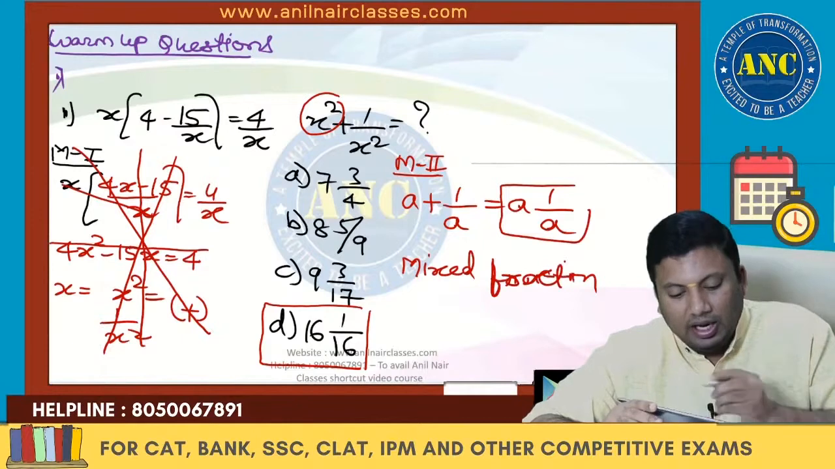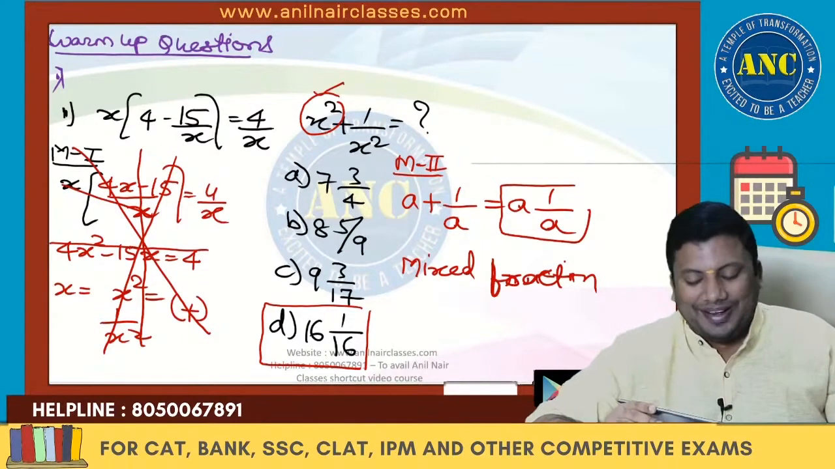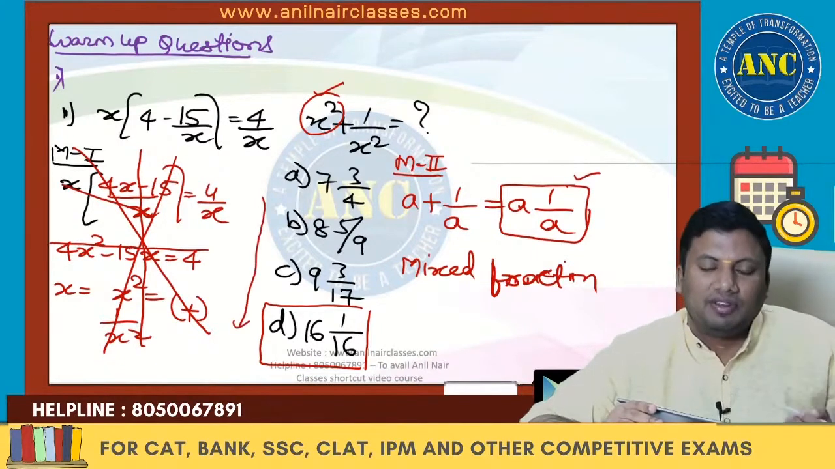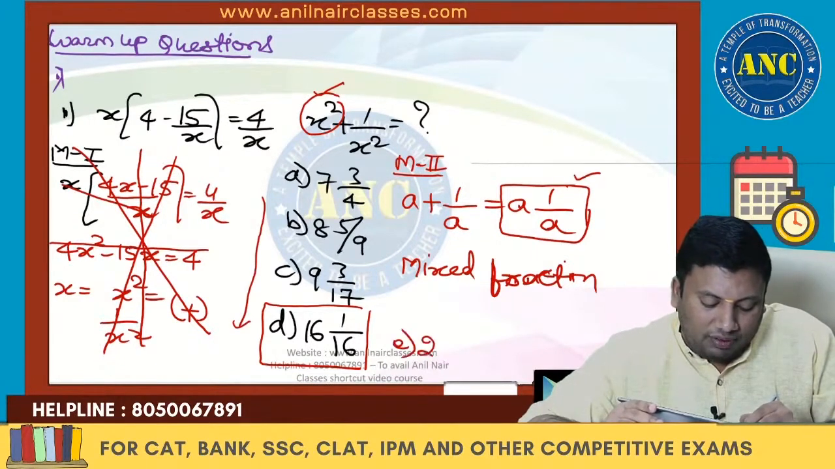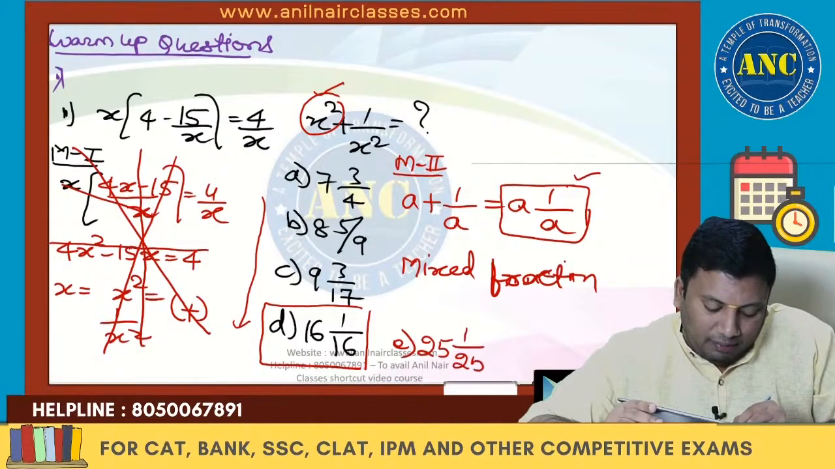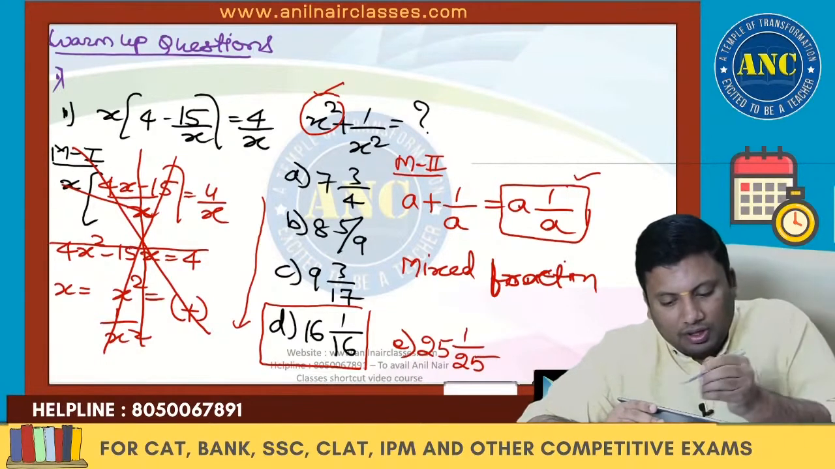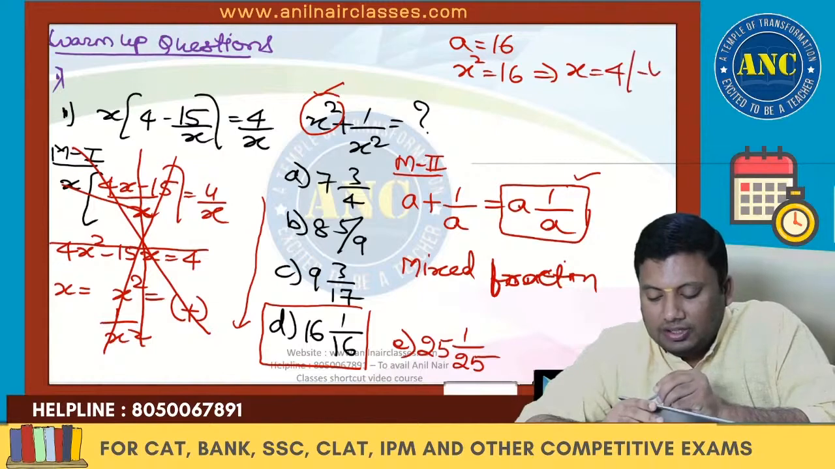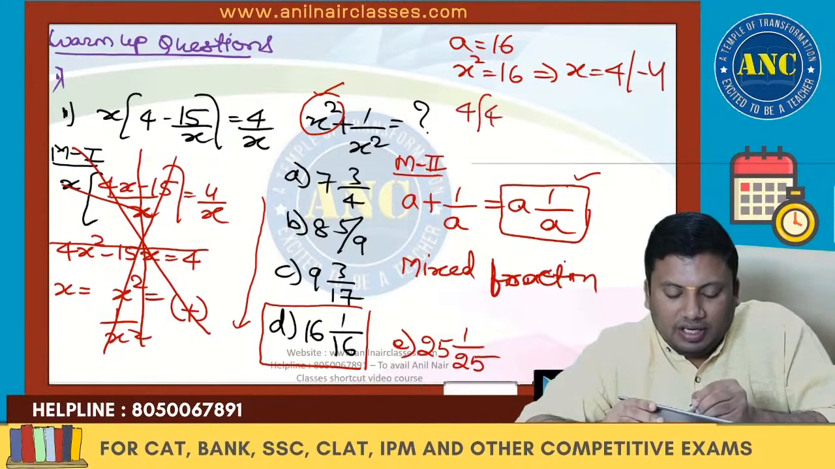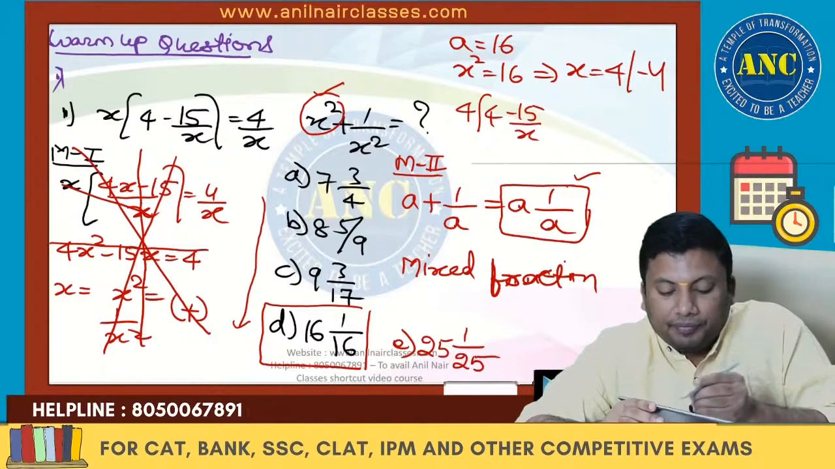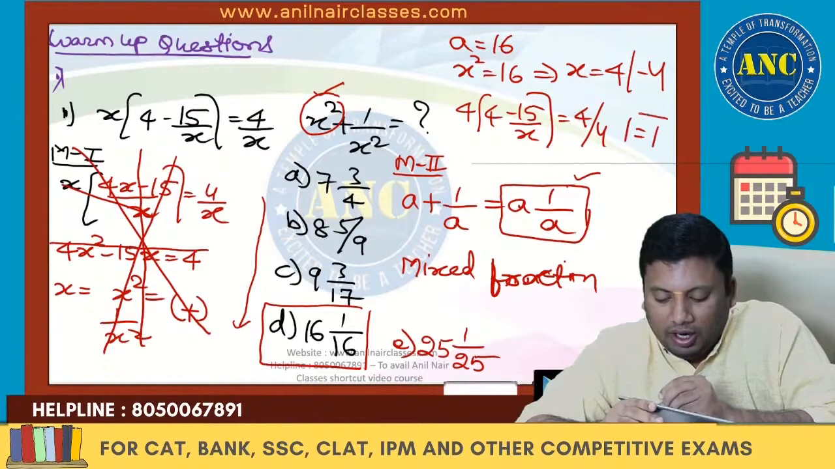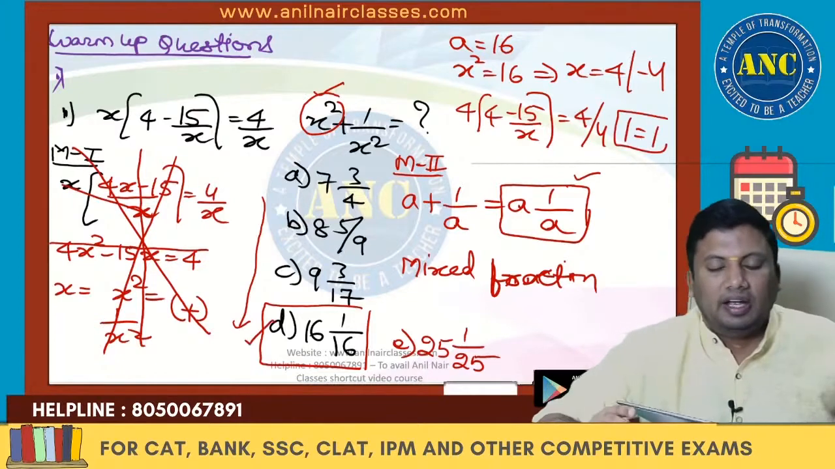Mixed fraction. x square is a, 1 by x square is 1 by a, plus 1 by a is a 1 by a. Only one option is of the form a 1 by a. Hey Anil sir, what if there is another option 25 1 by 25? In that case, a is nothing but 16, x square is 16, x is plus or minus 4. Take one value 4, check left hand side equivalent to right hand side: 4 into 4 minus 15 by 4, that is 4 by 4, 1 equivalent to 1. So option D is satisfying.